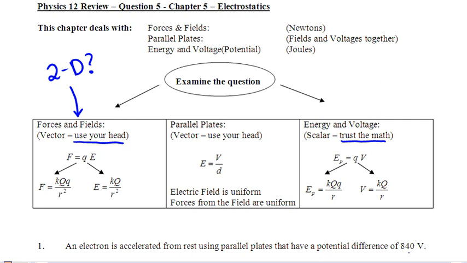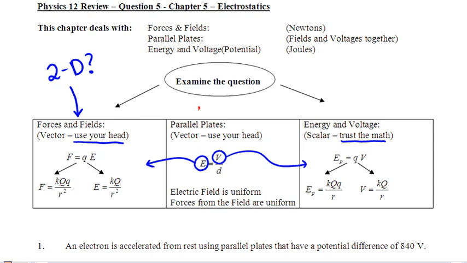Stranded in the middle is the equation for parallel plates. It's actually got some part of that equation which talks about electric field, which was from the first half of the chapter. And then there's another part of the equation, voltage, which relates to the second half of the chapter. Another little issue with parallel plates, that one equation there, E equals V over D, is only for parallel plates.